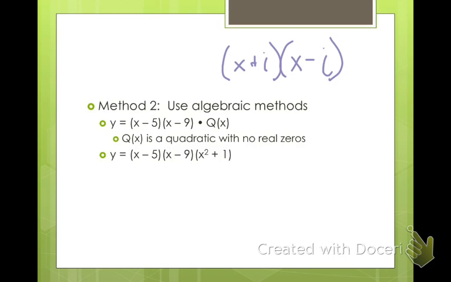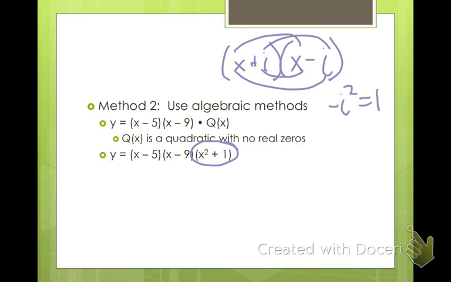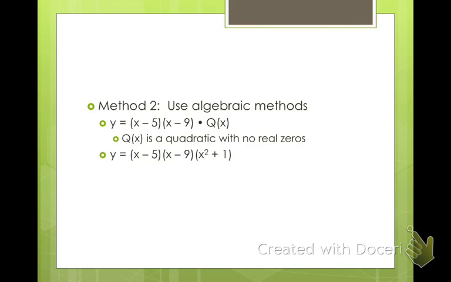When you factor it, you get x squared minus xi plus xi minus i squared, which is negative i squared equals positive 1. So that's how I got this, x squared plus 1. I just multiplied by the two simplest imaginary solutions. Okay, and then we just go ahead and we multiply that out. So we expand our binomials, and multiply again.